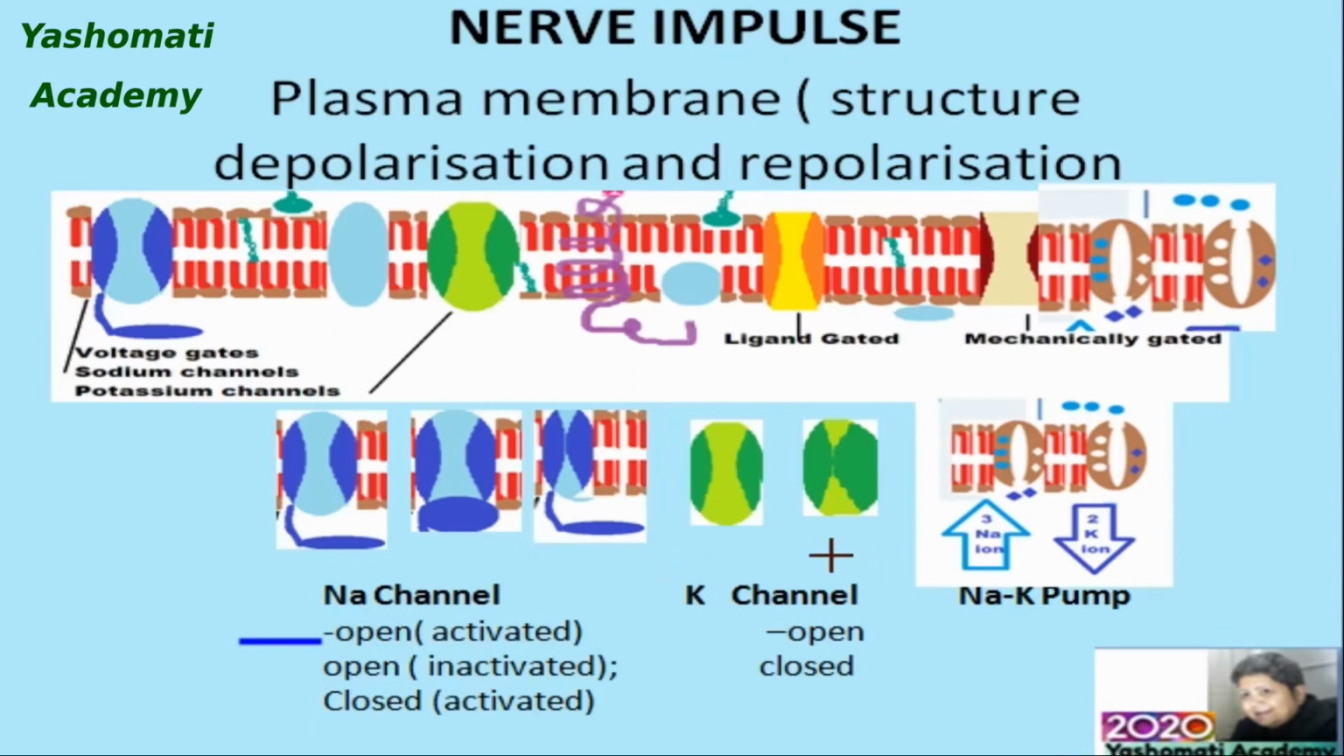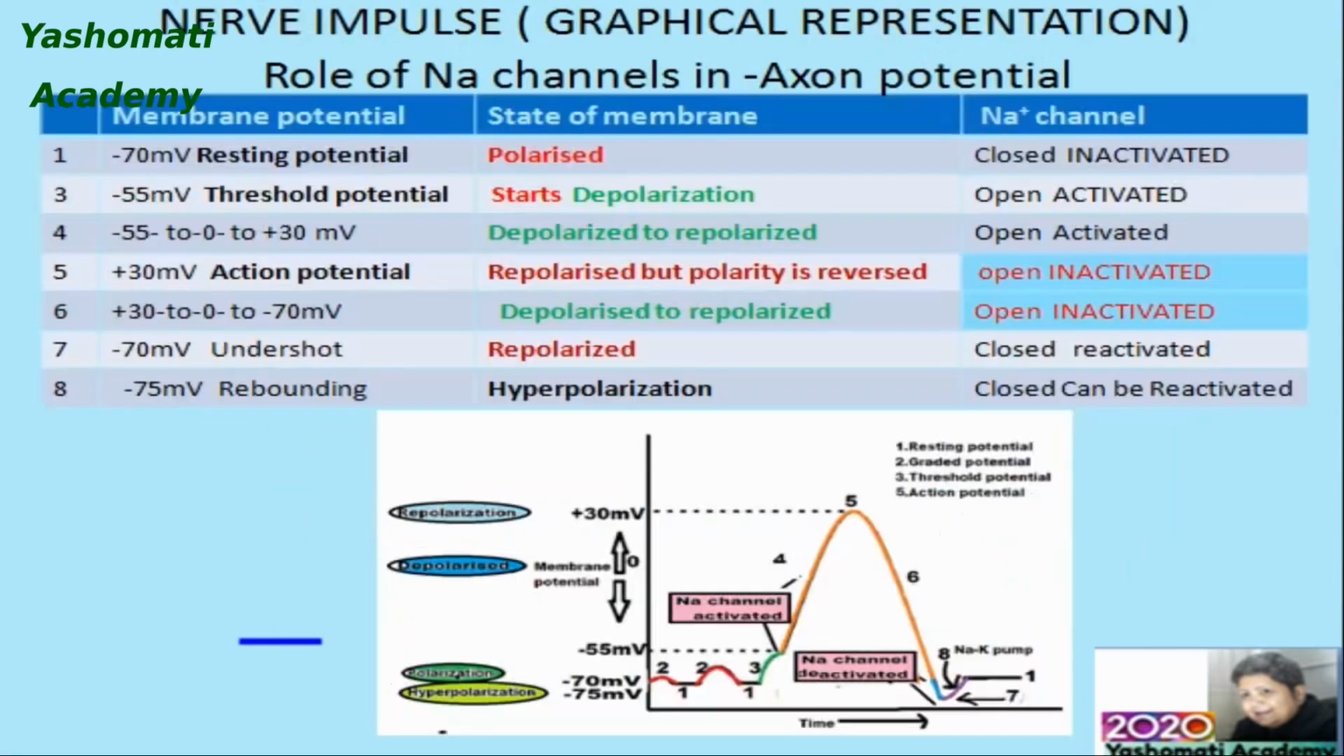Whereas in the case of the potassium channel, we see that it can be either open or closed. When it is open, it will be conducting the ions, and when it is closed, the ions cannot be transported through it. Now at this stage, we should be able to understand what the resting potential, threshold potential and action potential are.